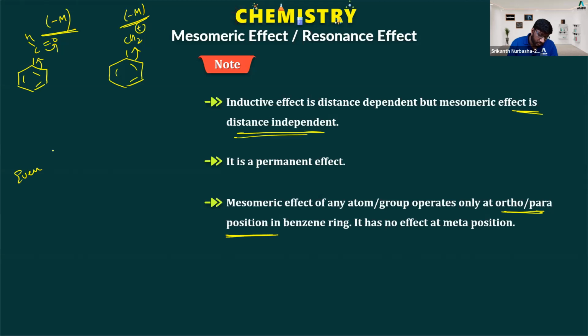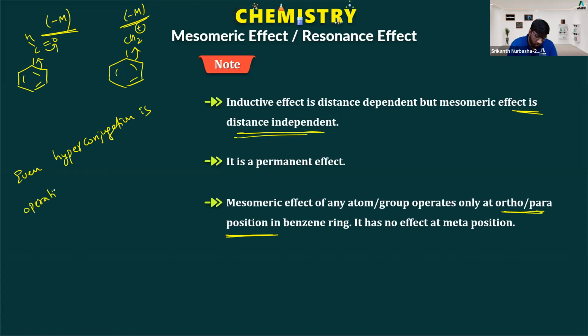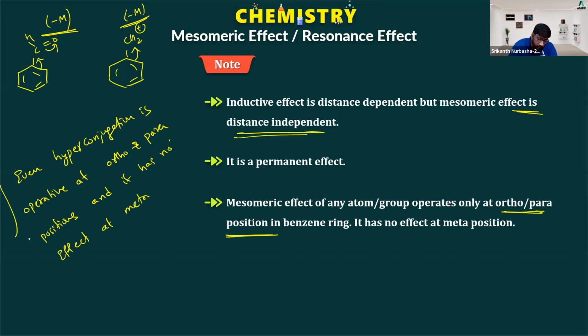Even hyperconjugation is dominant or operative at ortho and para positions, and not operative, it has no effect at meta. Like if we have a group at meta position, then you have to only think of inductive effect. Even hyperconjugation is operative at ortho and para and has no effect at meta position.